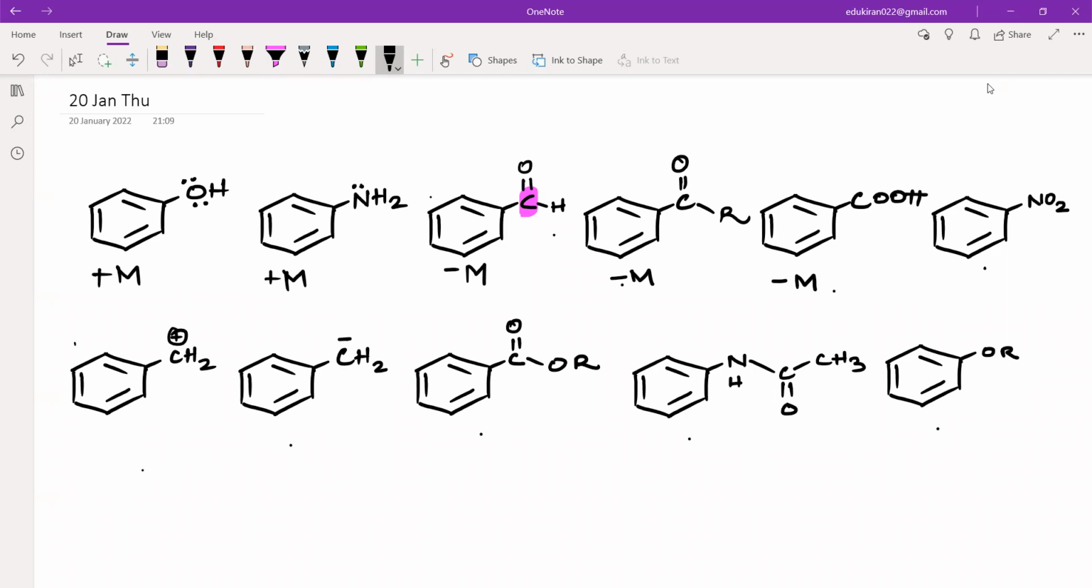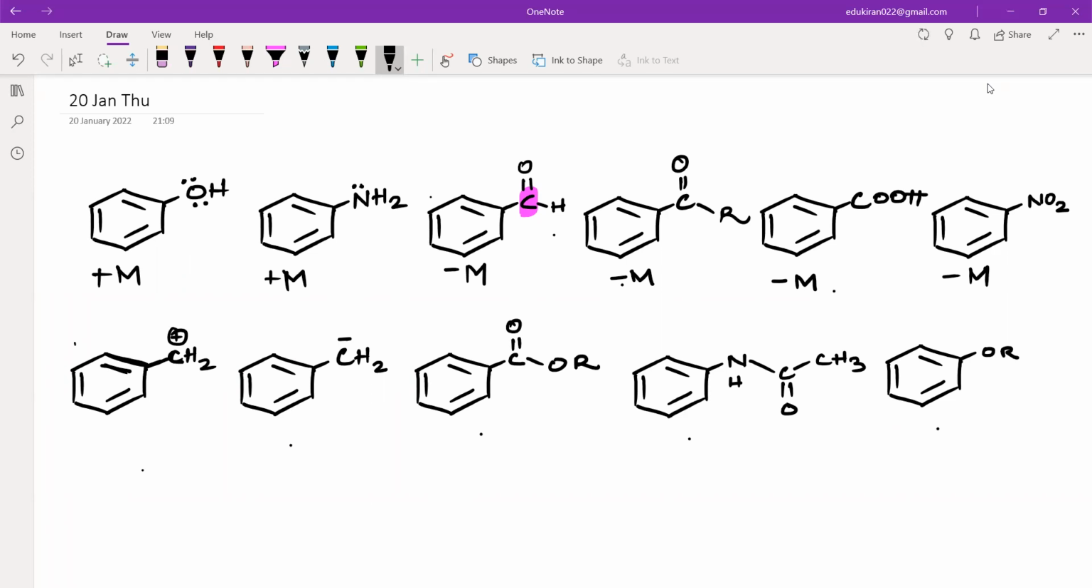NO2. Minus M, yes, because nitrogen has a double bond with oxygen. Okay, minus M. Now in this case, you can see a resonance happening. A double bond B, single bond C, and C has a positive charge. Yes or no?